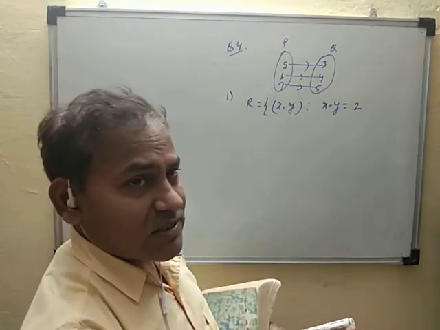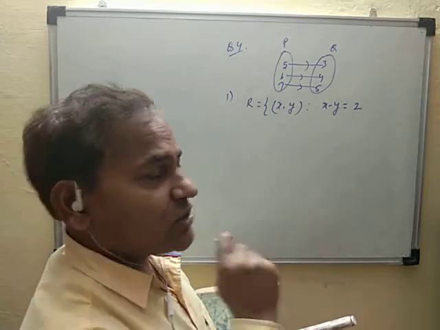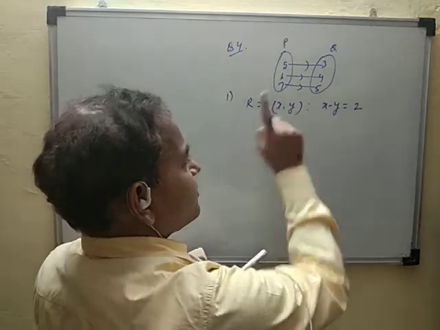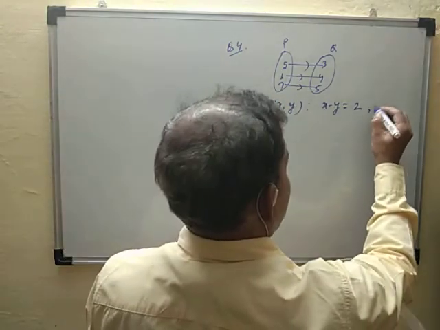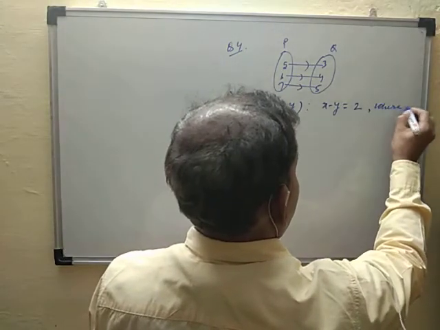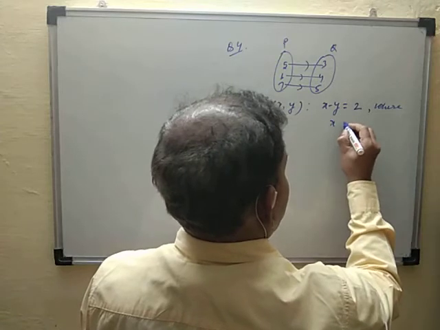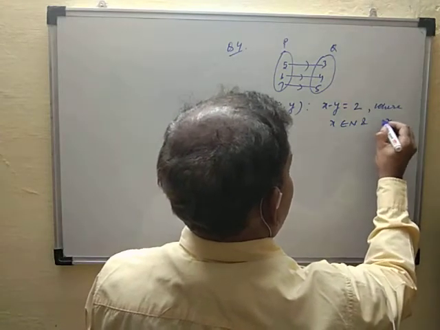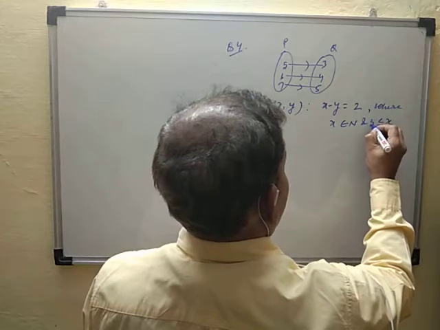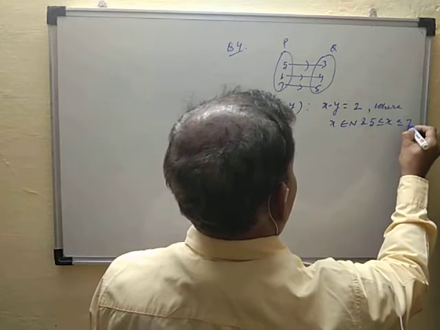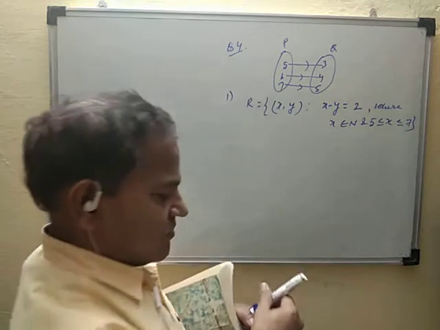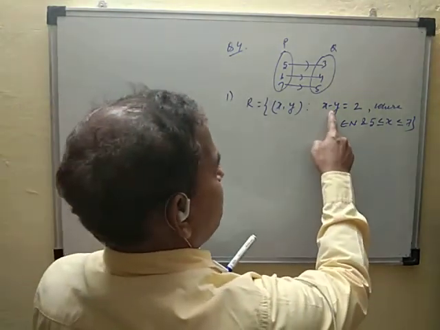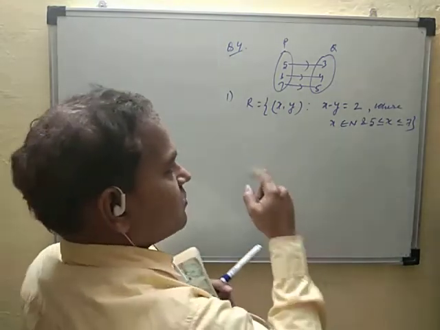And what is x? x is a natural number from 5 to 7, where x belongs to N and the value of x is greater than or equal to 5 and less than or equal to 7. This is the set builder form. When you put the value of x, the value of y will come out automatically. So this is a set builder form.